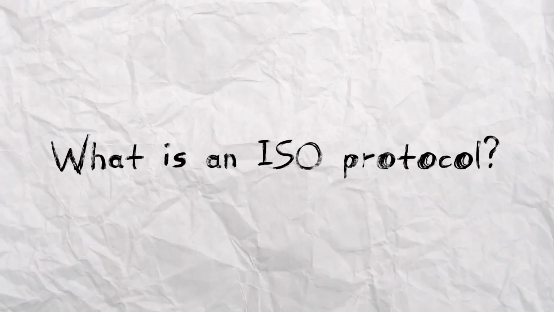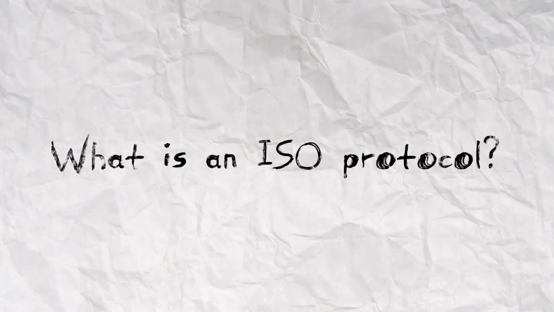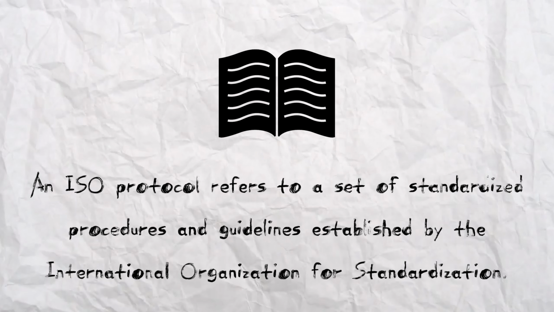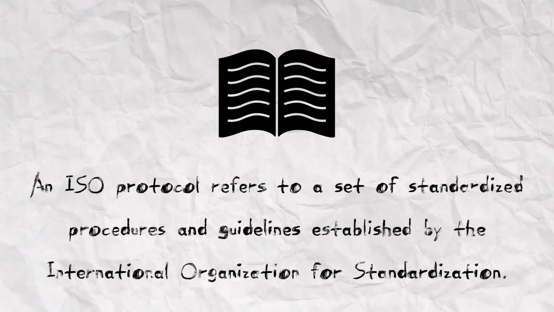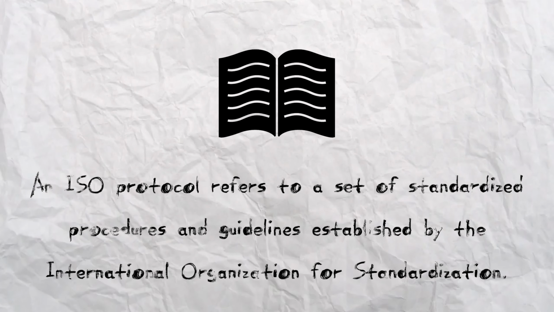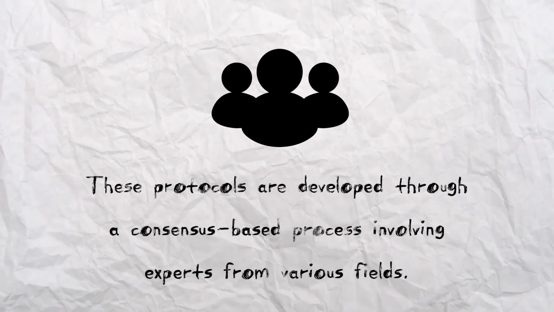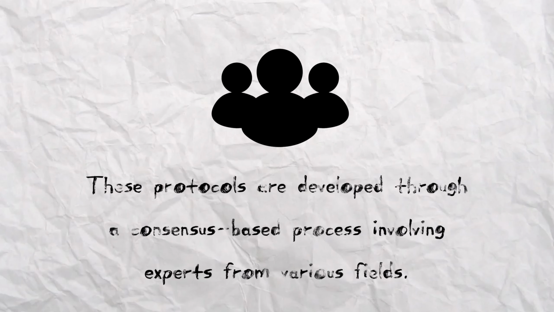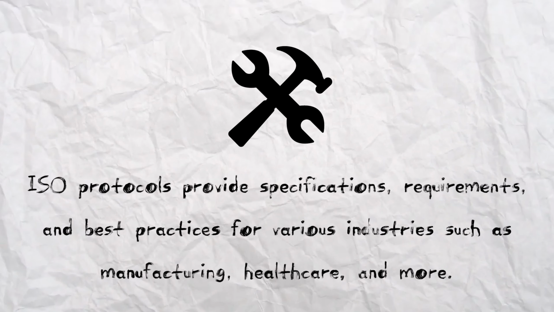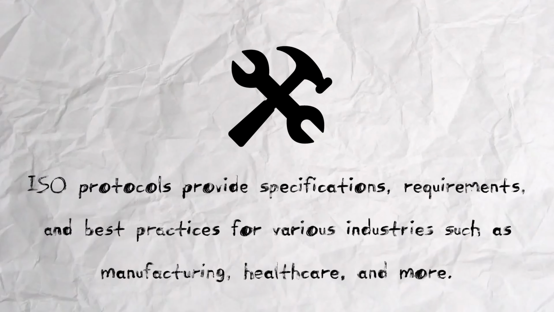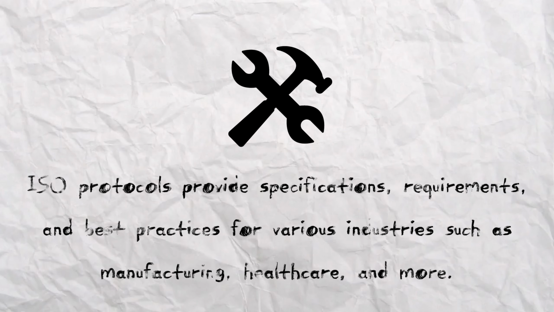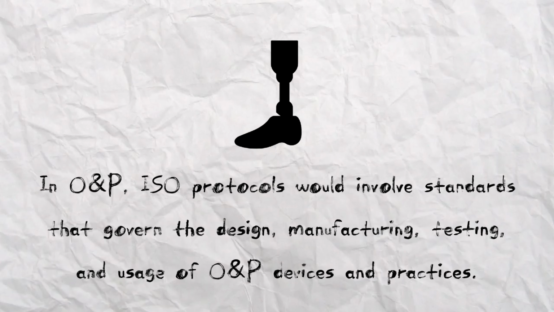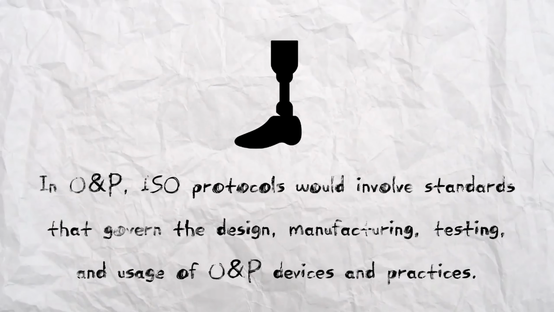What is an ISO protocol? An ISO protocol refers to a set of standardized procedures and guidelines established by the International Organization for Standardization. These protocols are developed through a consensus-based process involving experts from various fields. ISO protocols provide specifications, requirements, and best practices for various industries such as manufacturing, healthcare, and more. In O&P, ISO protocols would involve standards that govern the design, manufacturing, testing, and usage of O&P devices and practices.